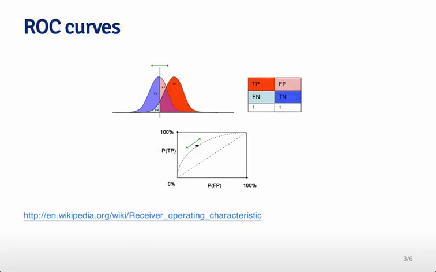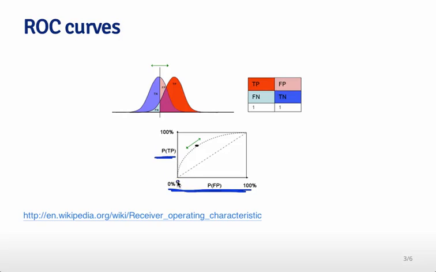So what people use is what's called an ROC curve. The idea is that on the x-axis, what they usually plot is 1 minus the specificity, in other words, the probability of being a false positive. And on the y-axis, they plot the sensitivity, or the probability of being a true positive.